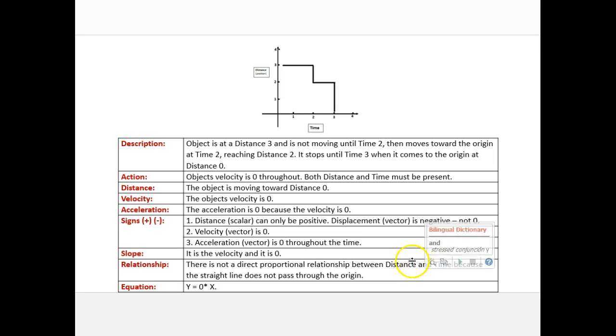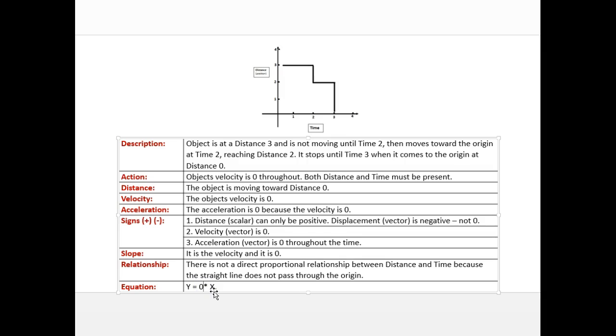All right. Here we go. Velocity is 0. Velocity is positive and is 0. There isn't any direct proportional relationship, and y is equal to 0 times x, there, here, here, and here. Okay.